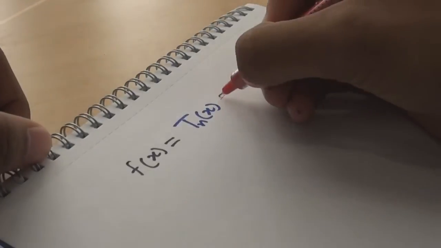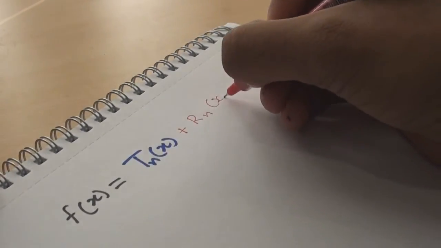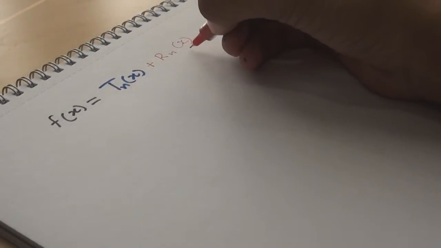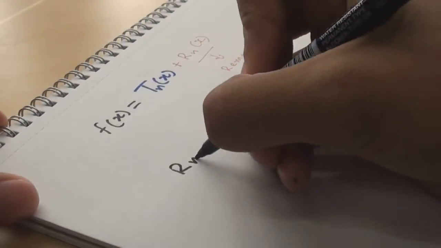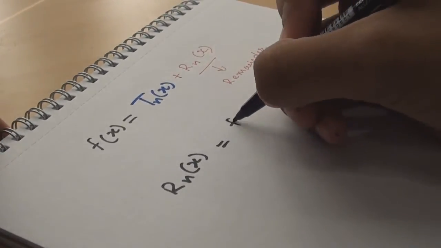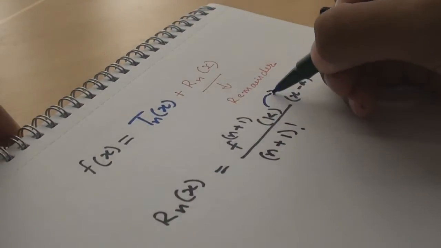However, a function equals the Taylor's polynomial and a remainder. The remainder is nothing but the error between the actual function value and the estimate we found using Taylor's polynomial. The remainder is given by the n plus 1th derivative of x by n plus 1 factorial times x minus a to the power n plus 1.